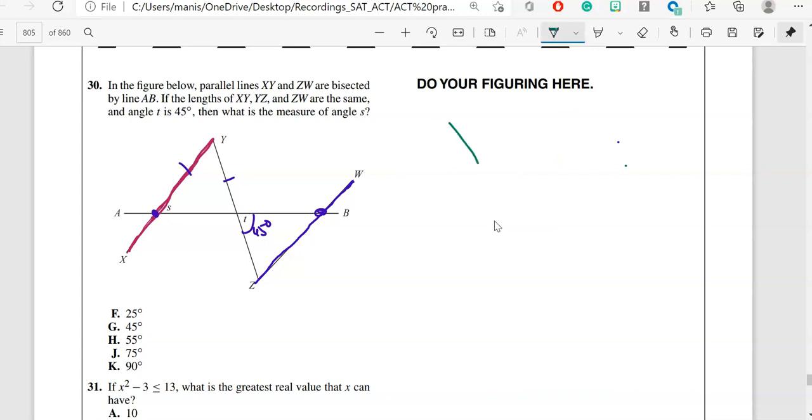If this is 45, you remember this. So if this is 45, what will happen to this? This will be 45, vertically opposite angles. Now since this is an isosceles triangle, and opposite sides are equal, this means the opposite angles are also equal. So this will be equal to what? This will be equal to 45. Do we have any answer choice? Yes, option choice G. This is the correct answer for this problem.